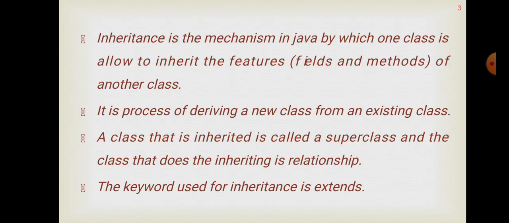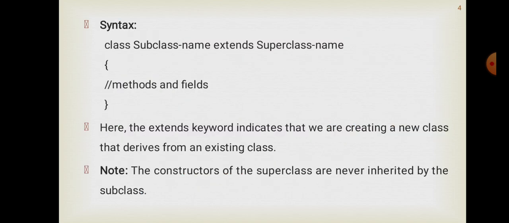Next we are going to see what inheritance is. Inheritance is a mechanism in Java by which one class is allowed to inherit the features or properties of another class. This process of deriving a new class from an existing class is called inheritance. A class that is inherited from is called a superclass or base class, and the class that does the inheriting is known as the subclass or child class. The keyword used for inheritance is extends.